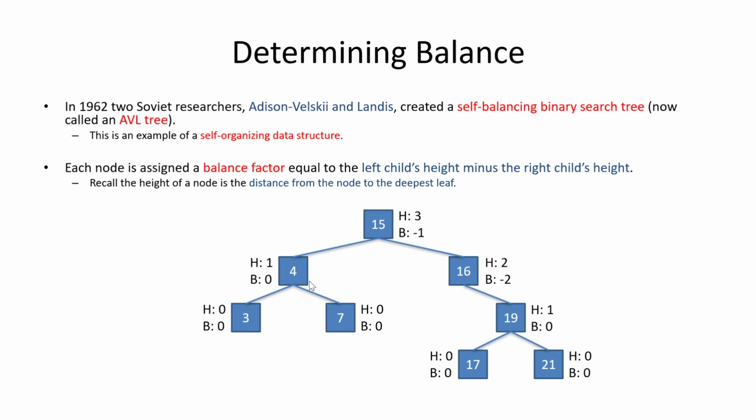Now, for both these nodes, node 4 and node 19, the height of our left child and the height of our right child are 0. 0 minus 0 is 0. We are perfectly balanced nodes, and it makes sense. So we have balance factor 0 and balance factor 0. Okay, height 1, balance factor 0 for both these nodes. Now let's look at this node. This is an interesting node here.